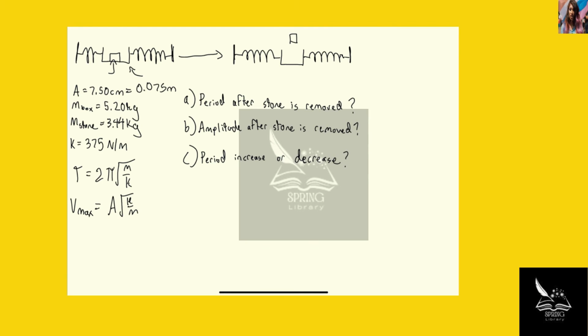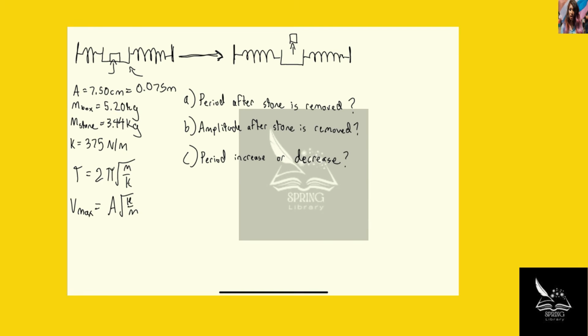But what's particular about this problem is that after some time, particularly when the spring system is at its maximum velocity, a stone is removed from the inside of the box. And so effectively what that's doing is instantaneously changing the mass of the system. Now the problem gives us many of the initial values, such as the amplitude of the initial simple harmonic oscillator, as well as the mass of the box and the mass of the stone, and then the spring constant of the springs in the system.